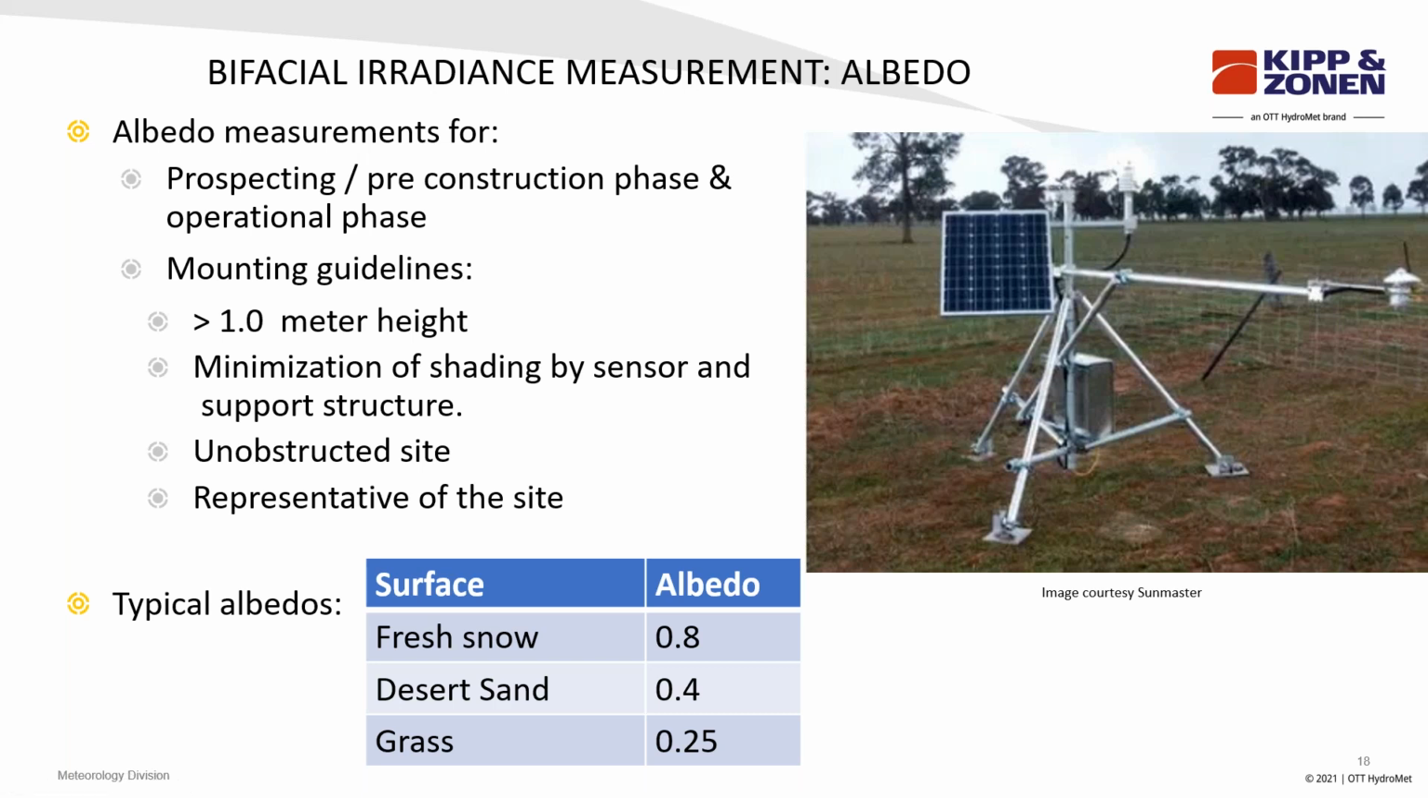You want the site to be unobstructed, so you don't want trees in the vicinity. You want them, as you can see here, far away enough. And it's also essential that the land below the albedometer is representative of the land of the site. Now, some typical albedos that you can get: for grass, you can have something below 0.2 if it's very green grass, or a bit above 0.2, such as here 0.25, if it's a bit more yellow grass. And for desert sand, it's typically a bit larger. It can be 0.4, and if you have snow, then it is quite large, 0.8.